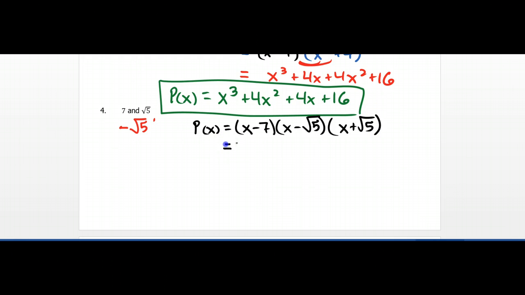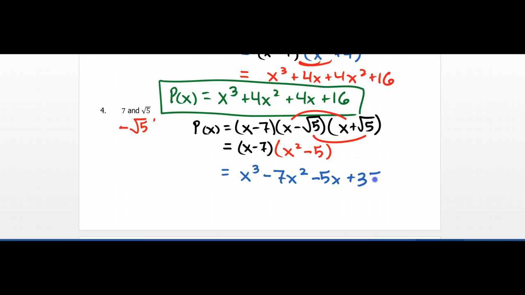Just like the last problem, I'm going to multiply the conjugates together first. So this is going to give me x squared. Radical 5 times radical 5 is just 5, so that will give me x squared minus 5. And now I'll multiply these two binomials together. So this will be x cubed minus 7x squared minus 5x plus 35 when I put it in standard form.